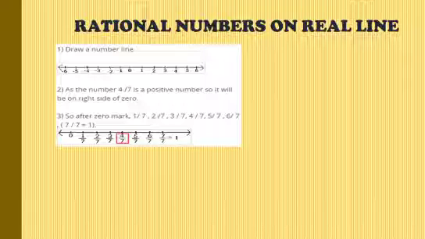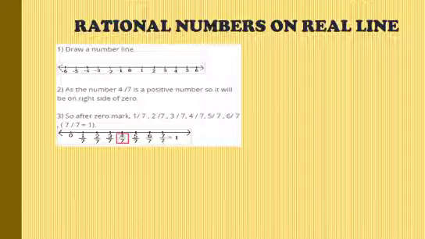Representation of rational number on real line. We can represent rational numbers on a number line. For this, first we have to draw a number line. Suppose we want to plot 4 by 7 on a number line. So 4 by 7 is a positive number, so it comes to the right hand side of 0.